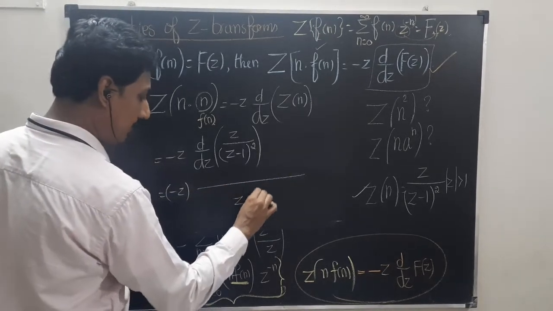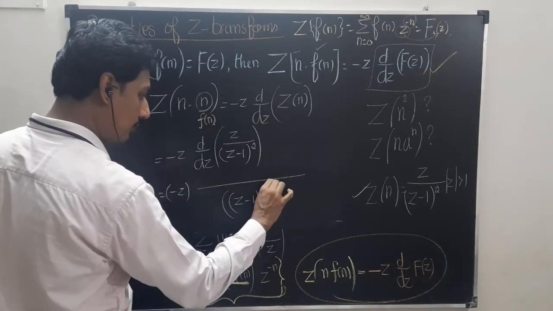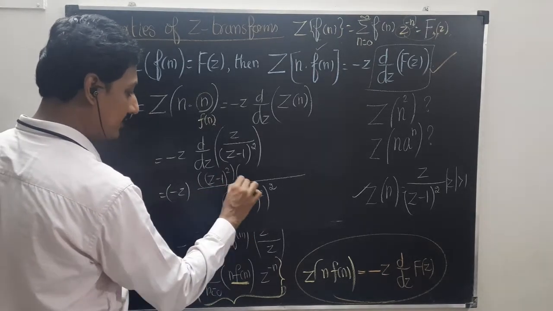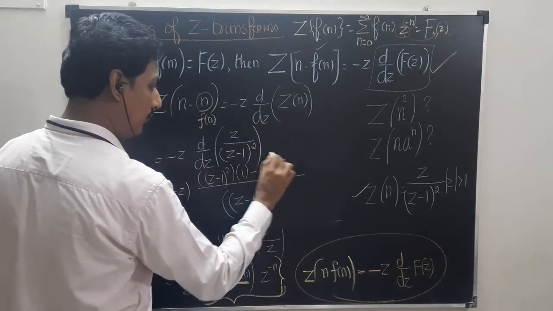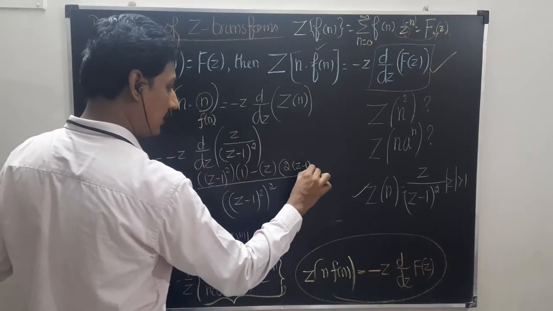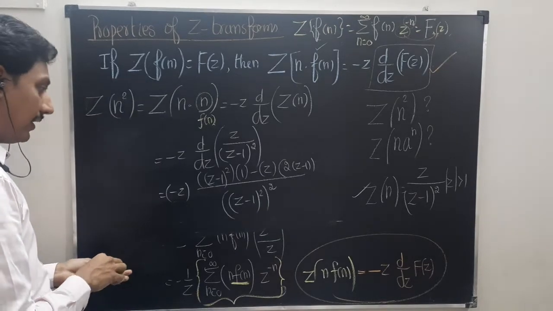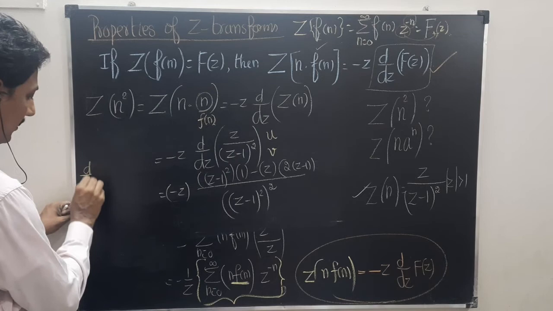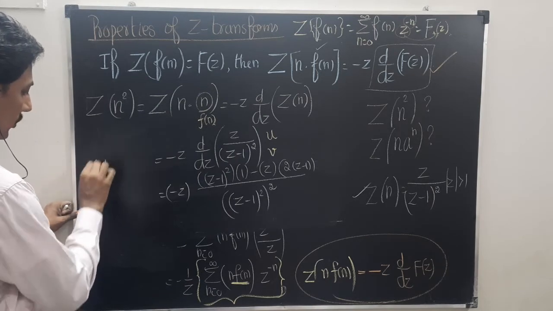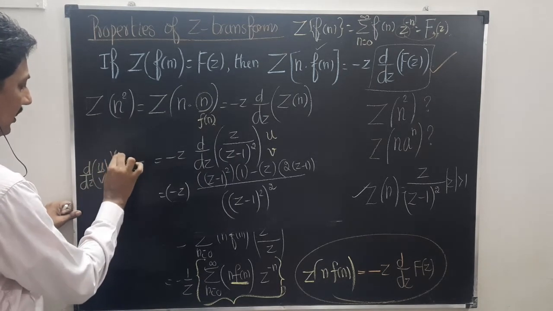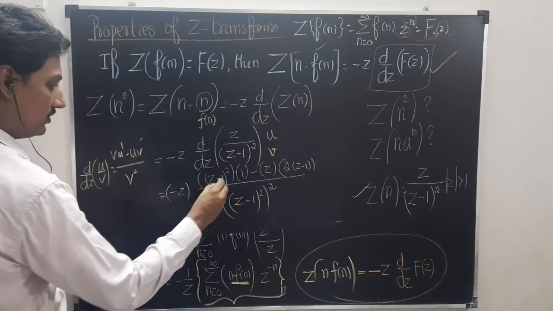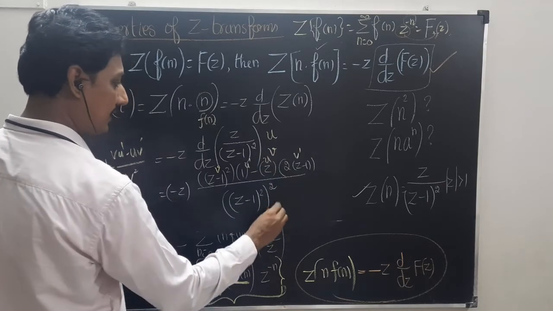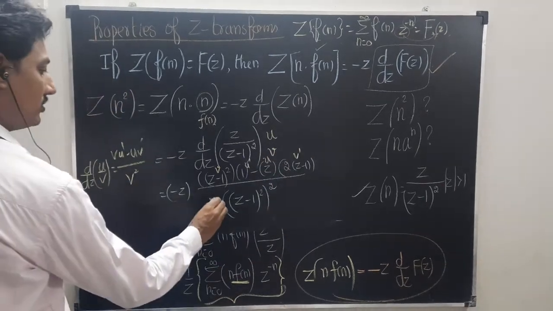So by using the u by v formula, the denominator is z minus 1 whole square, and v squared into v u dash minus u into v dash. This looks like the u by v formula. What's the differentiation of the u by v formula? It is v squared, v u dash minus u v dash. So this is my v, this is my u dash, this is my u, this is my v dash, right? And this is the v squared. So this is the formula.